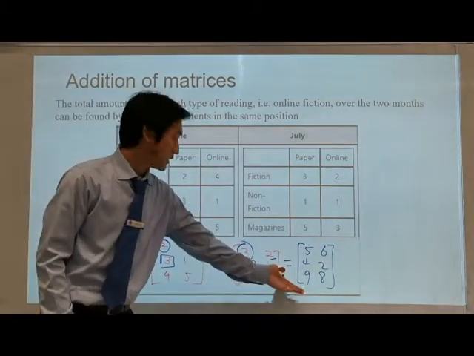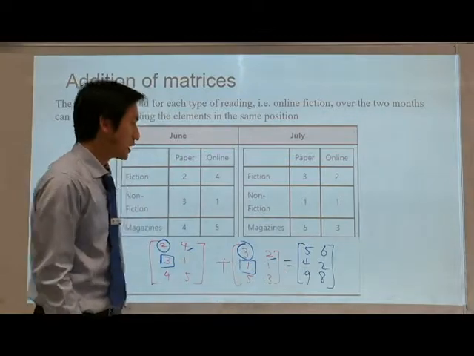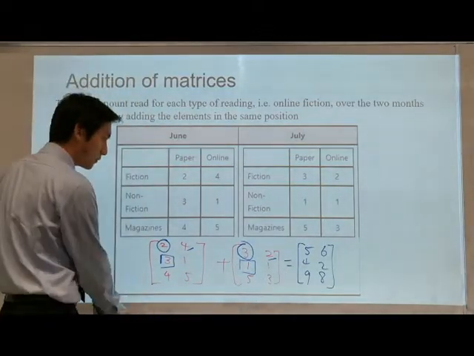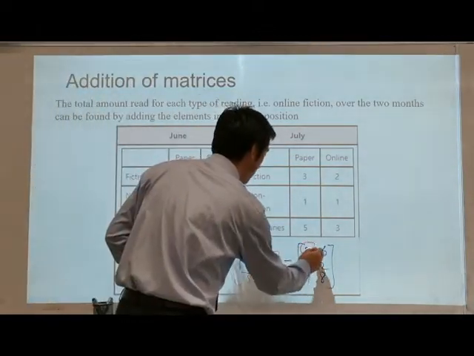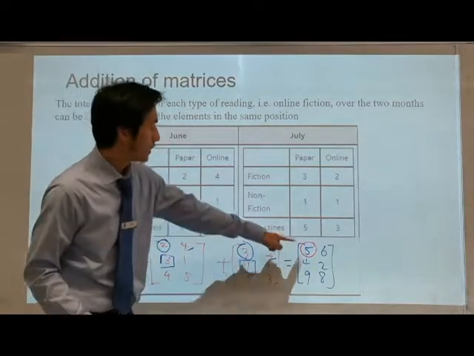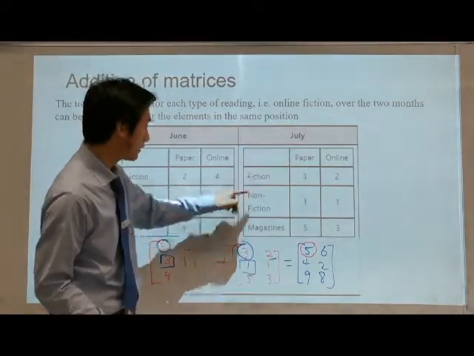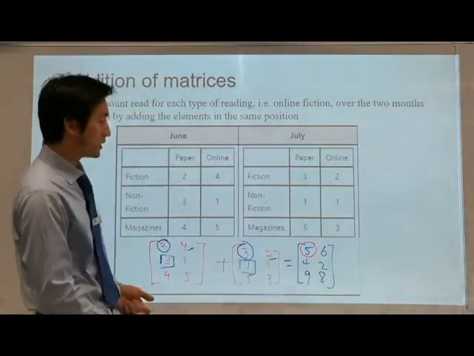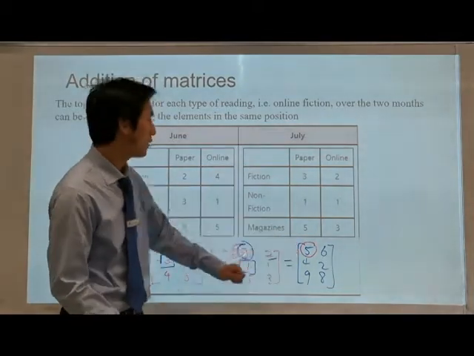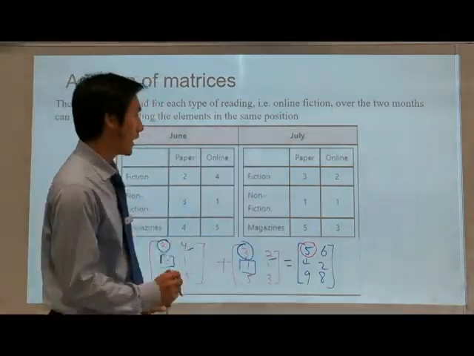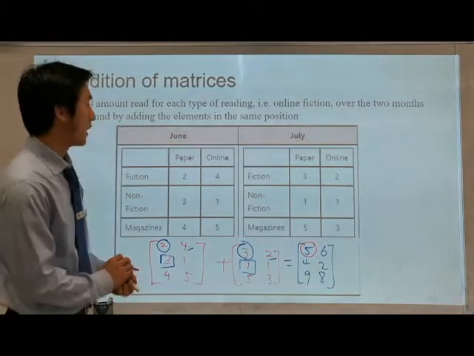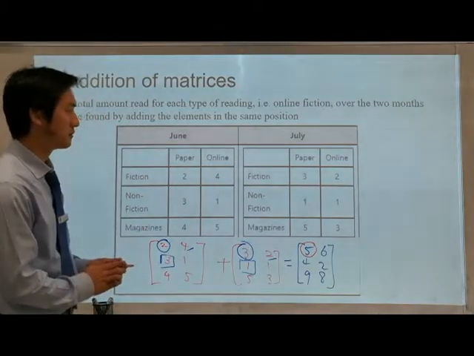So we've done just an example of adding matrices. Let's interpret what this means. That number 5 there, remember, fell into the entry of paper and fiction. If we add these matrices together, that tells us the total amount of reading that I've done in June and July, and that would be 5 fiction paper readings.